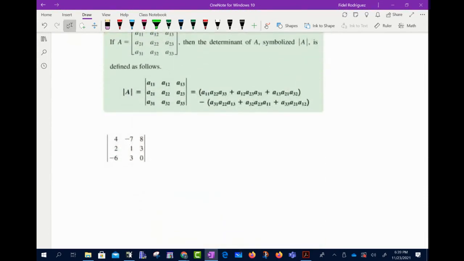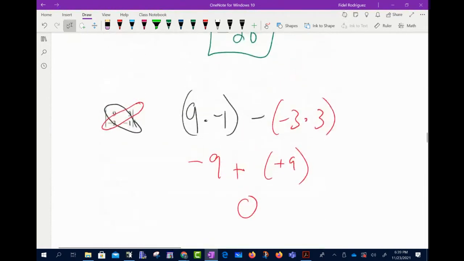Okay, so finding the determinant of a 2 by 2 matrix, you're multiplying along the diagonal. You're going from the top left down to the bottom right, and then minus from the bottom left to the top right.